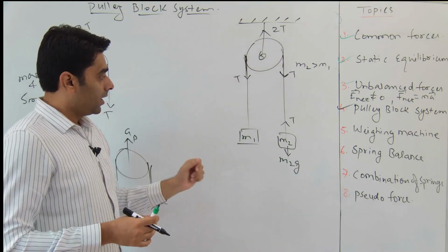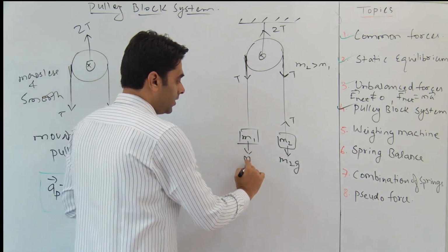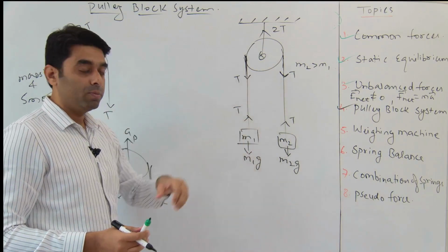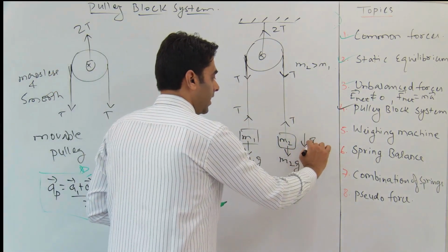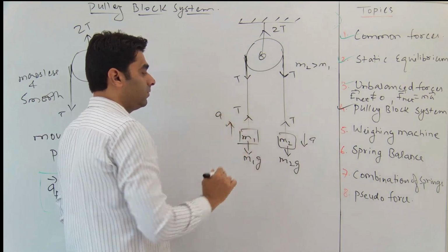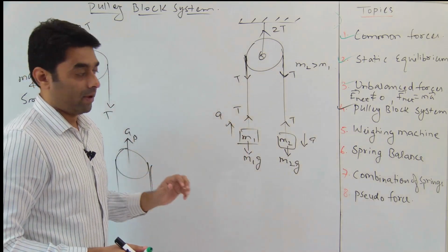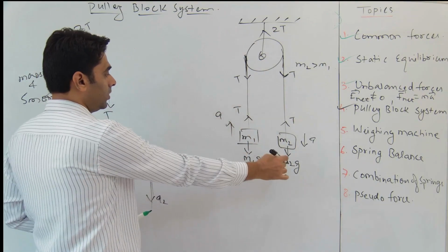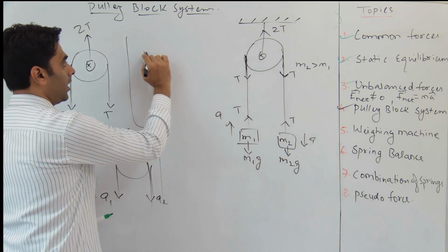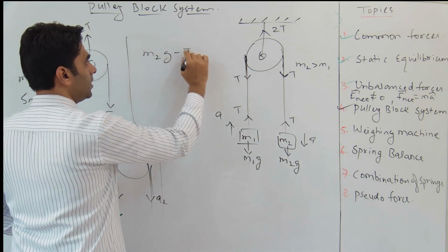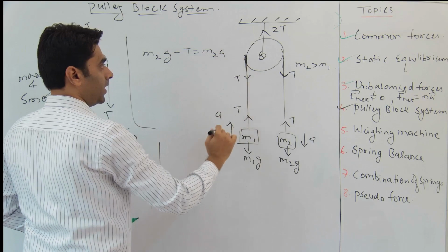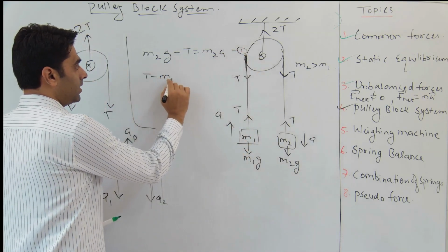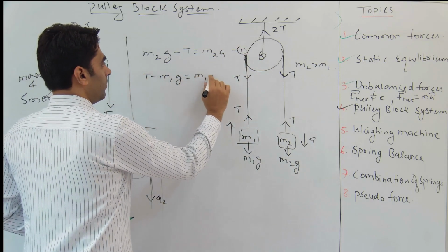Next, on block M1, there is M1g and tension upward. If M2 is heavier than M1, that means M2 will be moving down with an acceleration of A, and M1 will move up with an acceleration of A. If we apply F net equals ma on the blocks individually, on this block we can write M2g minus T equals M2A, equation 1. On block M1, T minus M1g equals M1A, equation number 2.